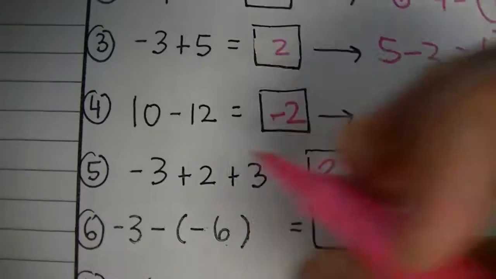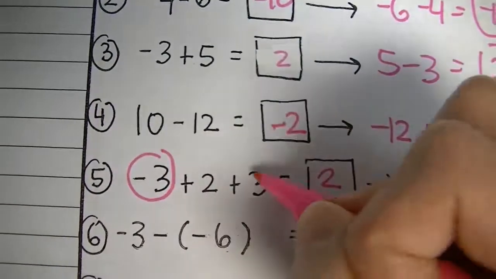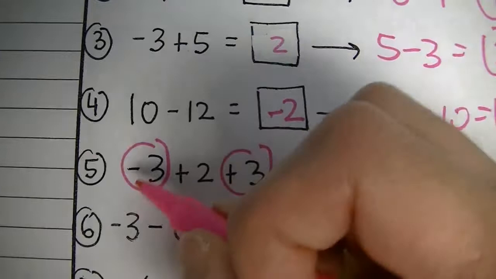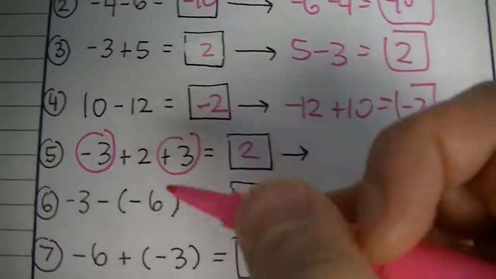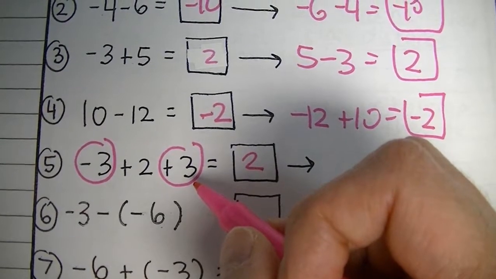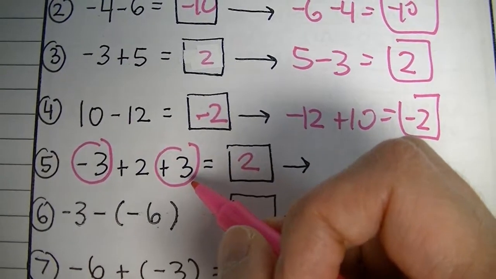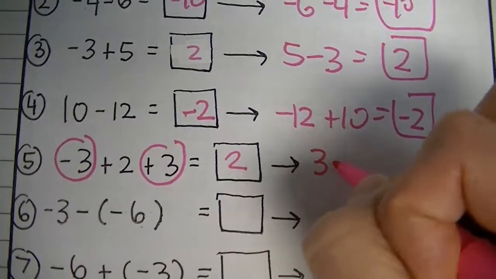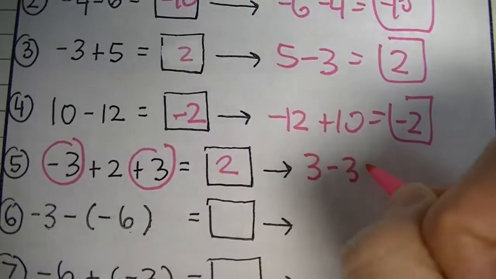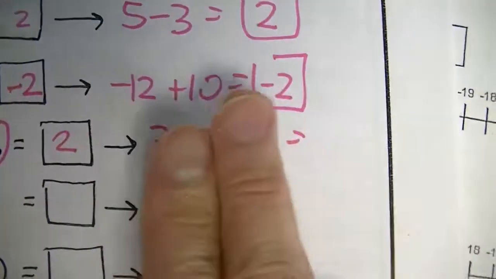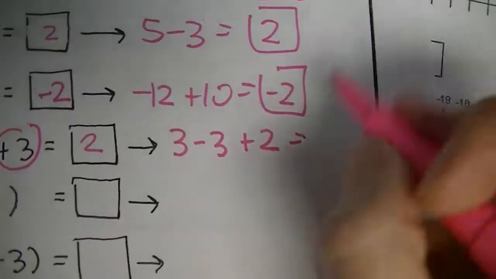Something I want you to notice right here, you'll see that we have a negative 3 and a positive 3. Remember, those are additive inverses. They're going to equal 0. So when I go to rewrite this, I think it'd be nice to put them right next to each other, because then I can identify right away that they're 0 pairs and they'll equal 0. So I'm going to write that positive 3 first, then that minus 3, then I could put that plus 2. So now when you look at it, you're like 3 minus 3, well that's 0, plus 2, that's 2.